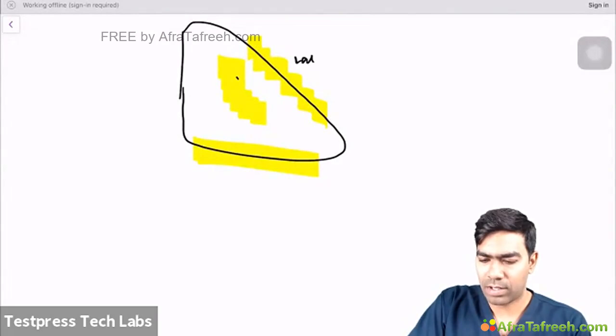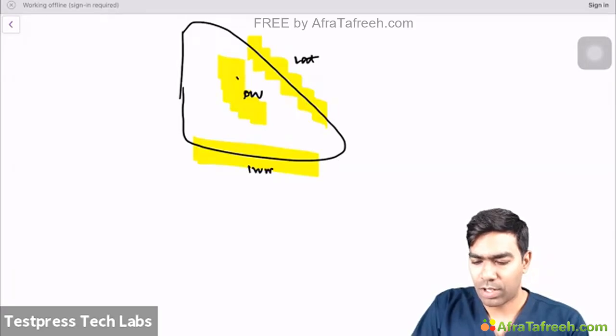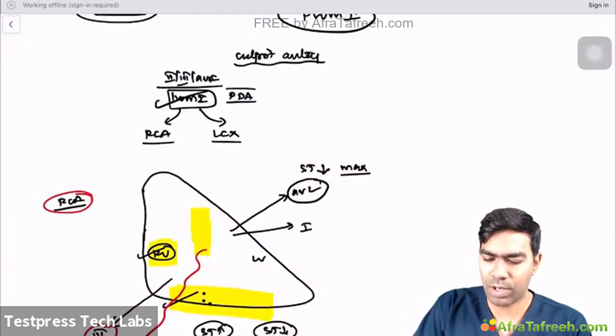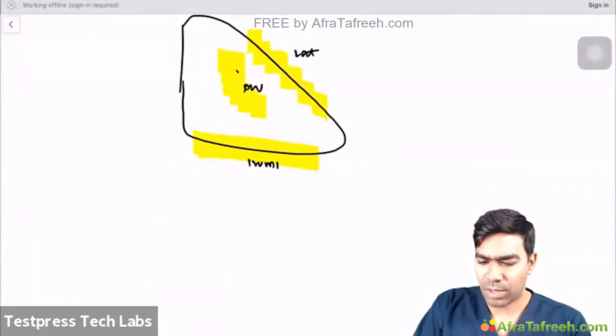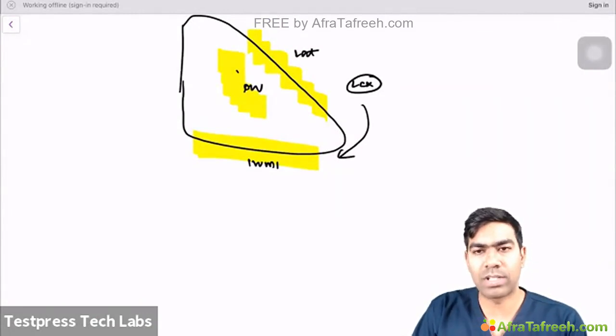So lateral, it can involve the posterior wall, it can involve the inferior wall. Currently we are talking about inferior wall MI only. Since we are talking about inferior MI, let us restrict our discussion to the inferior MI. Suppose the LCX, left circumflex, is causing inferior MI, because now it's a left dominant system.